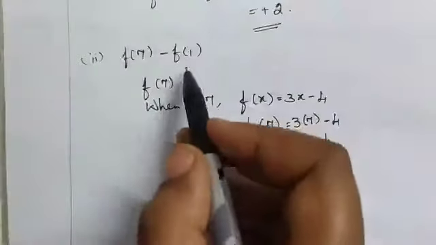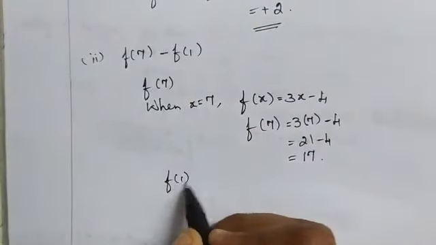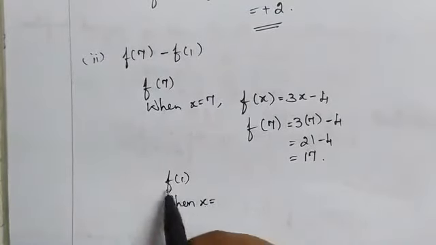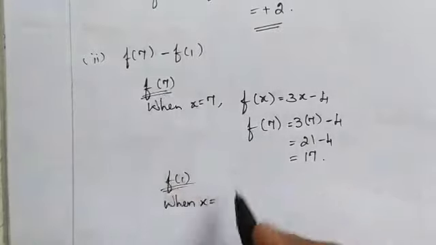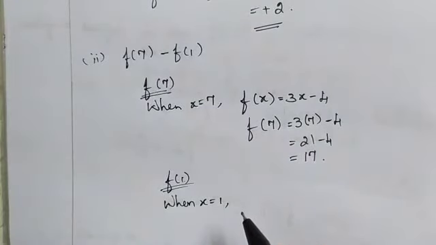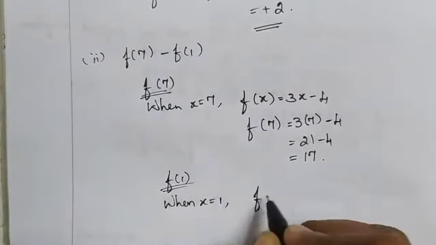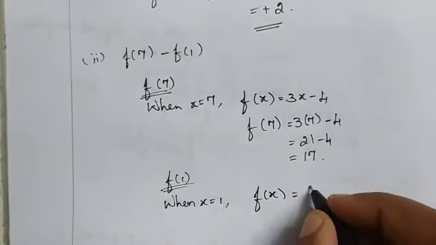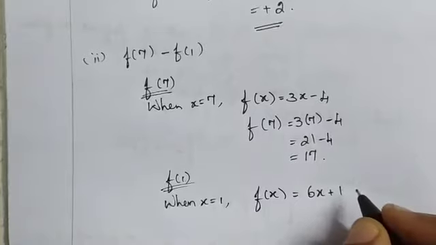Now find the value of f of 1. f of 1 means x is equal to 1. When x is equal to 1, 1 is in the first line, therefore first line is f of x is equal to 6x plus 1.